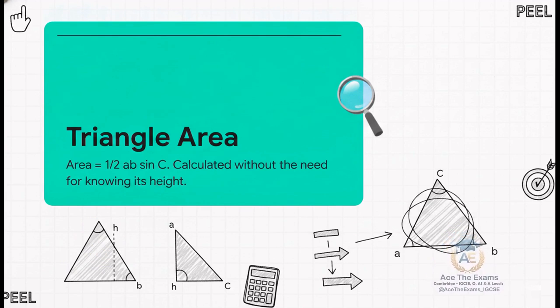And this is where I want to introduce you to the PEEL framework, specially adapted for mathematics. PEEL stands for point, evidence, explanation, link. For math, your point is simply stating the formula. Area equals 1/2 AB sine C.